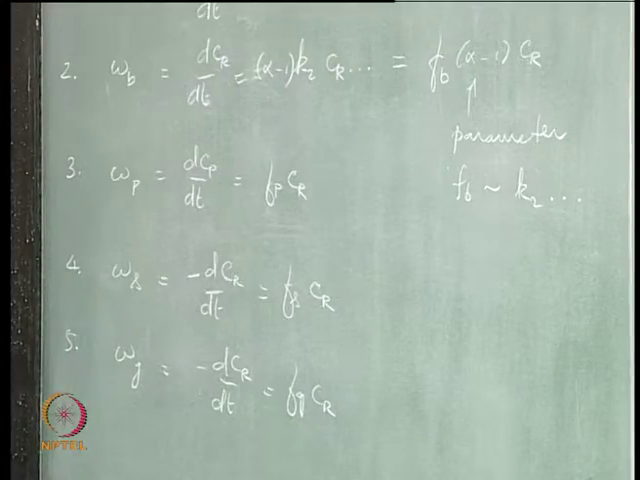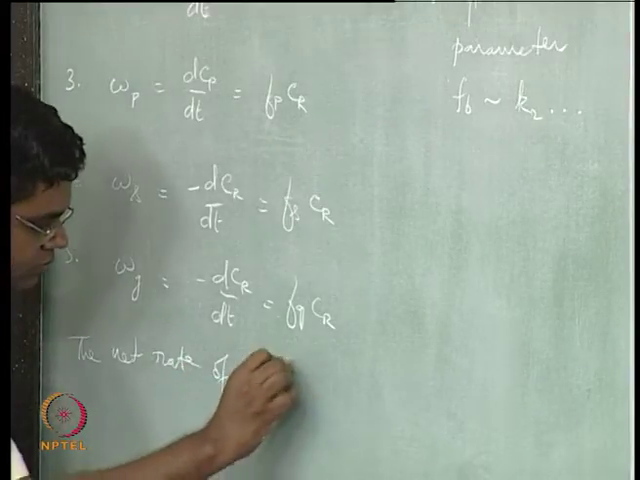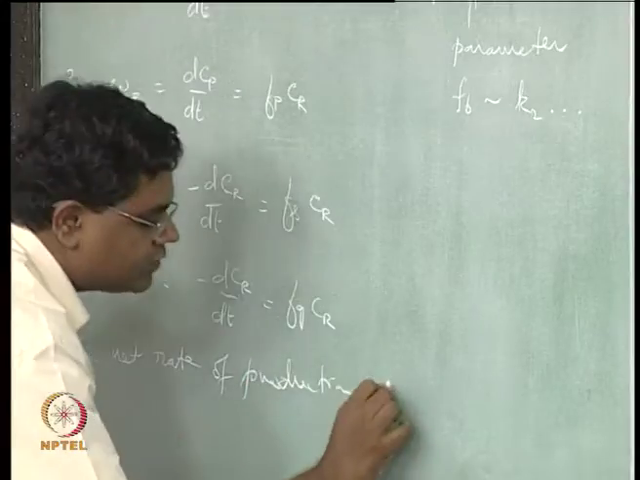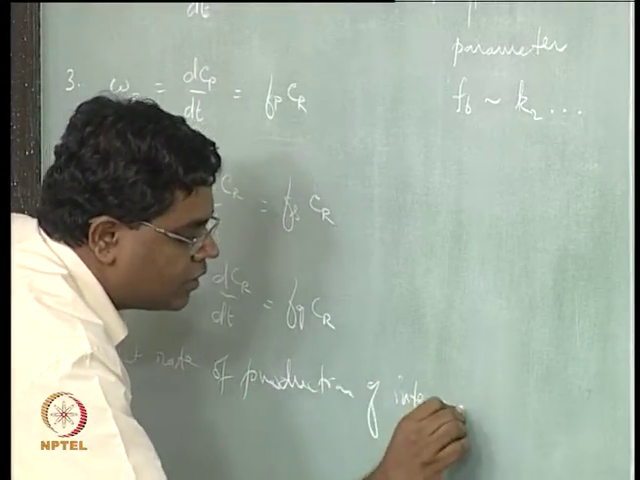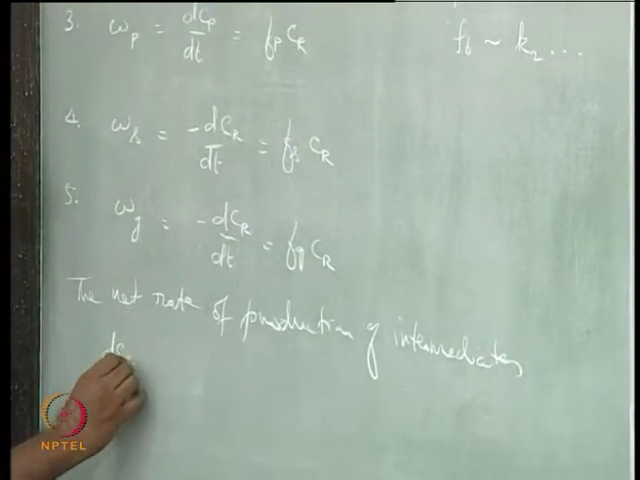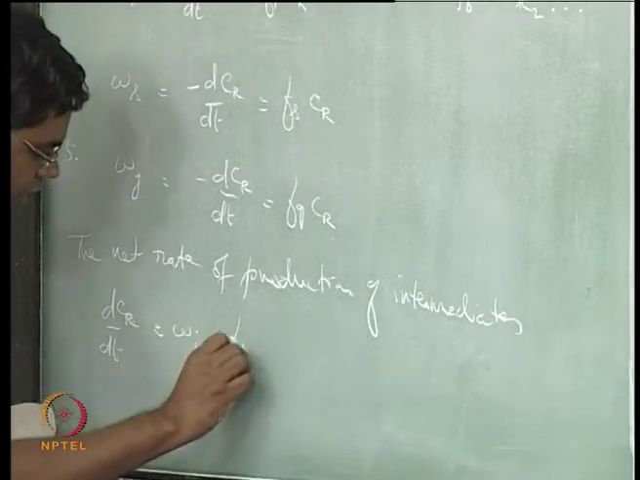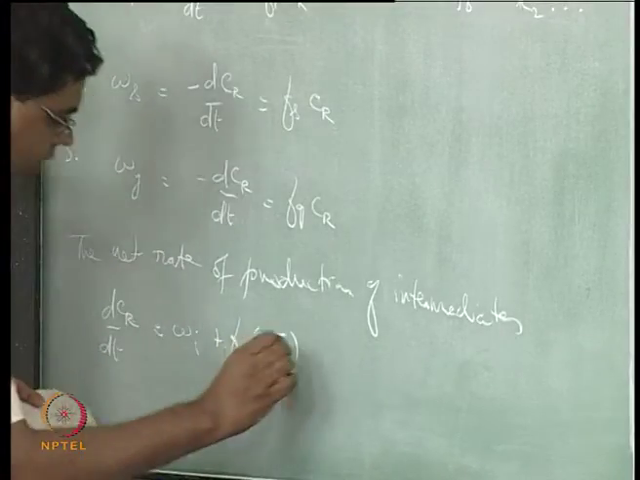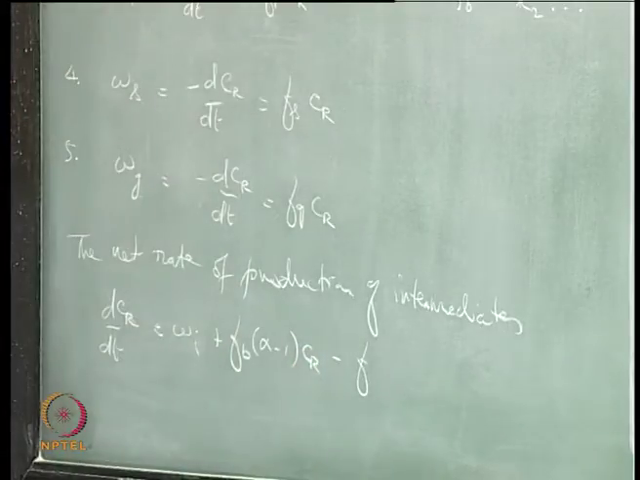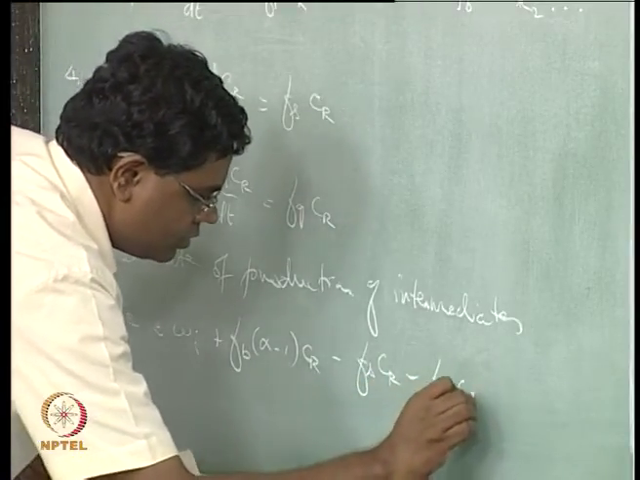So we have explained what the F's are, and I also told you why this is schematic. So the net rate of production of intermediates, dCr over dt from all the reactions, is equal to omega I plus Fb times (alpha minus 1) Cr minus FsCr minus FgCr.